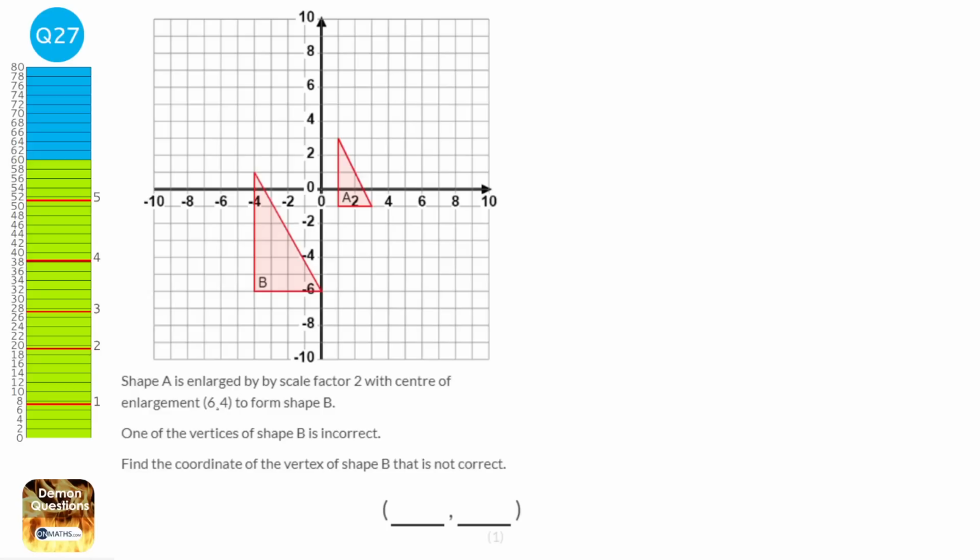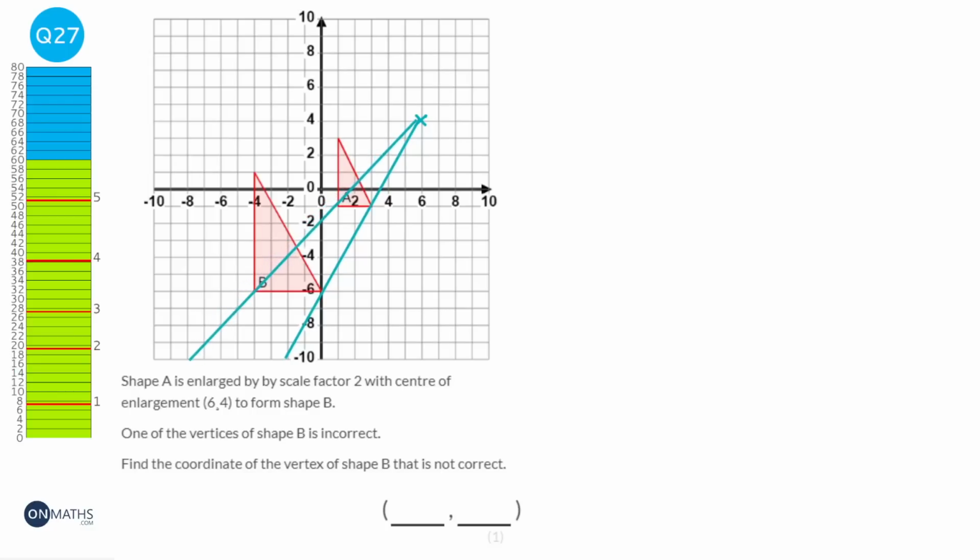So in this question we are told that the centre of enlargement is at 6, 4. So let's just put across that. And what I'm going to do is just draw ray lines from the centre of enlargement, and we're just going to go through each of the corners of our shape A. And we're going to just check whether it goes through the corner of shape B, which it does on this one. Let's just keep going.